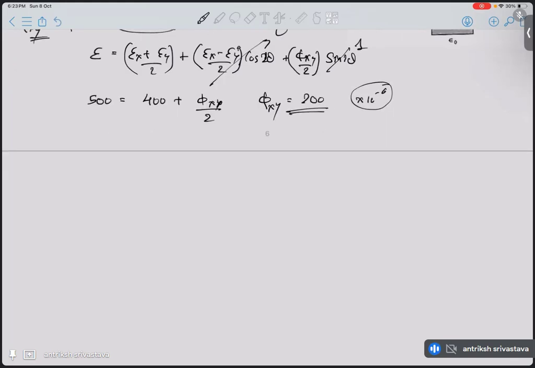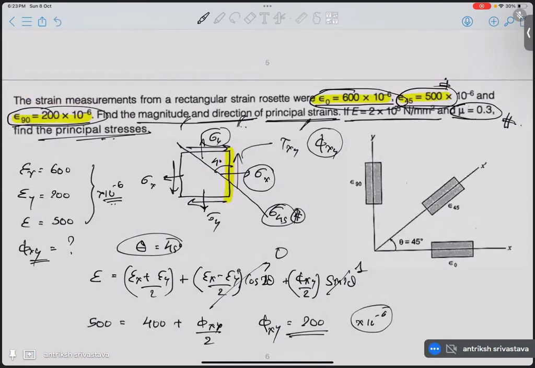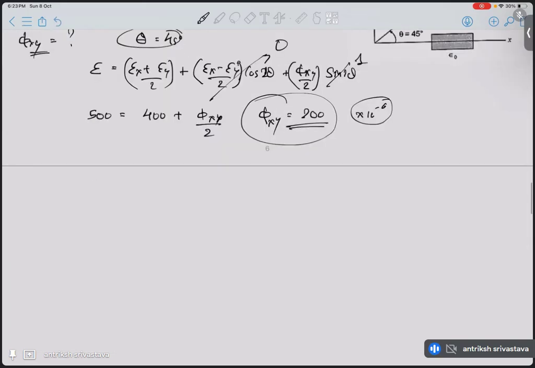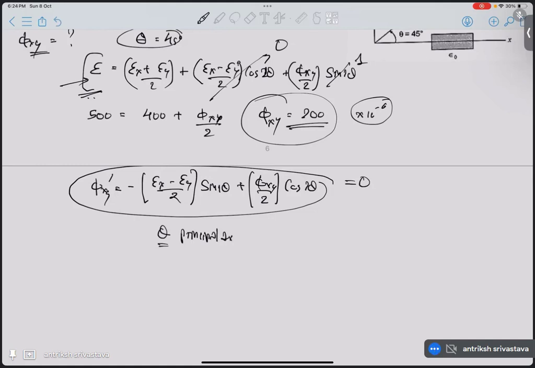Okay. Before we go on to calculate principal magnitude, let's calculate the direction. What is actually the direction of principal strain or principal stress? It is the plane where we don't have any shear stress, right? So what is the formula for shear? We have written for the tensile or the compressive strain, but not for the shear. So let's write for the shear: phi xy dash is epsilon x minus epsilon y by 2 sine 2 theta plus phi xy by 2 cos 2 theta. When we put this equal to 0, we get our theta, which corresponds to the principal axis for strain.